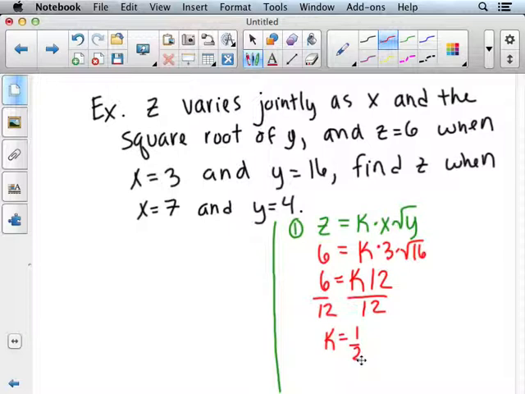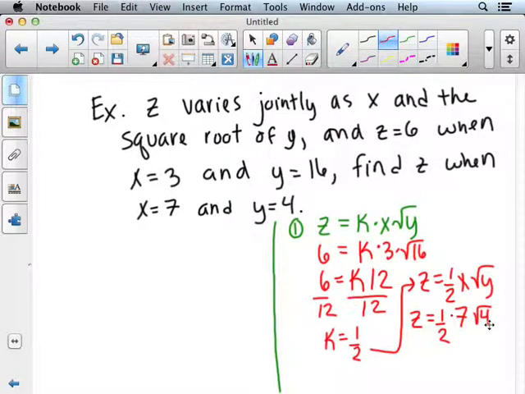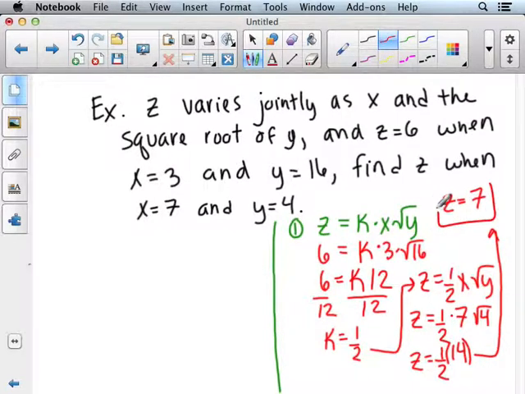And now I'm going to plug back in. So we get z equals 1/2 x square root y. And now it tells me find z when x is 7 and y is 4. So z equals 1/2, x is 7, y is 4. So 1/2, 7 times square root of 4, well, square root of 4 is 2, 7 times 2 is 14. So that means z equals 7. And that's our final answer there.